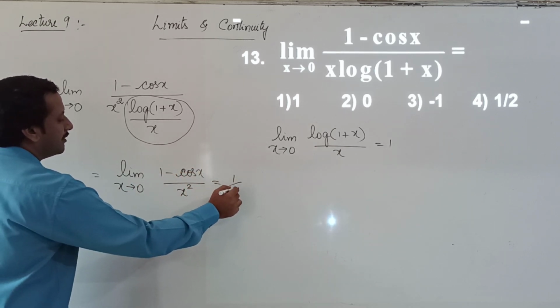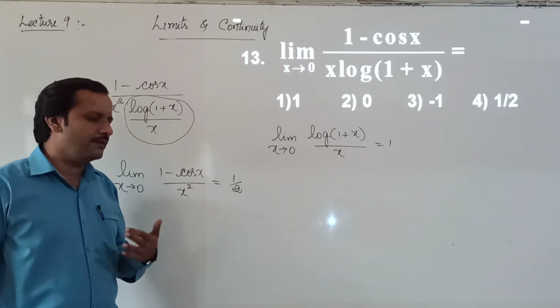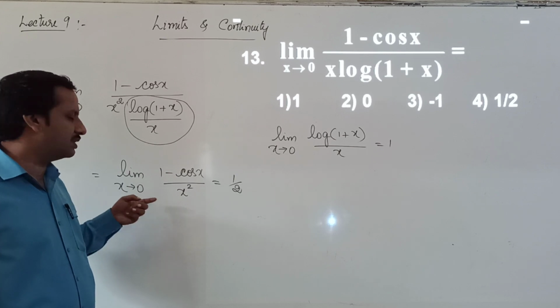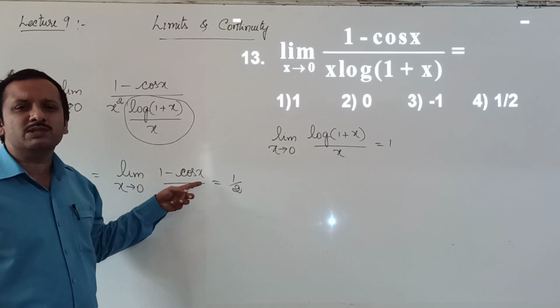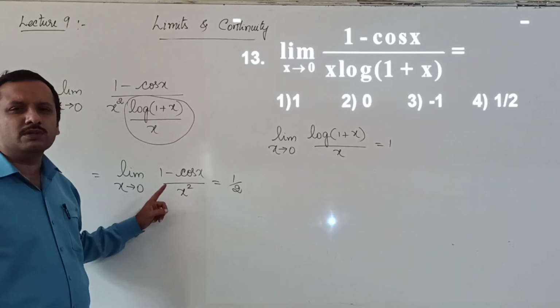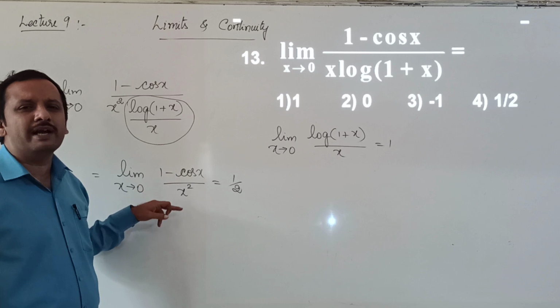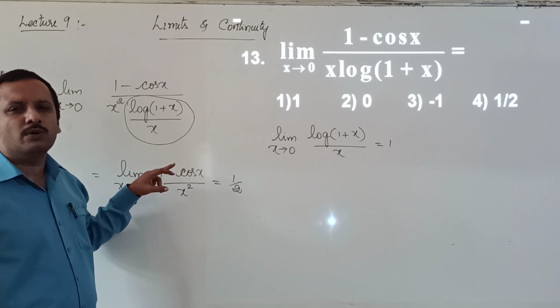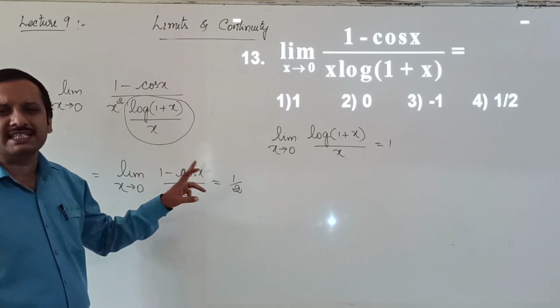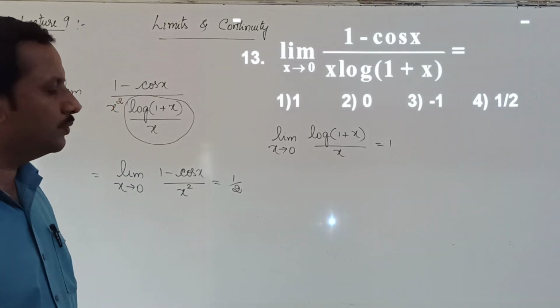And this is equal to 1 by 2. We have seen it on so many occasions. Directly you can write it. If not, use L'Hospital's rule. Because if I directly apply the limit, cos 0 is 1, so 1 minus 1 is 0, and the denominator is also 0. 0 by 0, so use L'Hospital's rule. If I differentiate, I get sin x by 2x. Then sin x by x as x approaches 0 becomes 1. So the answer is 1 by 2. Fourth option.